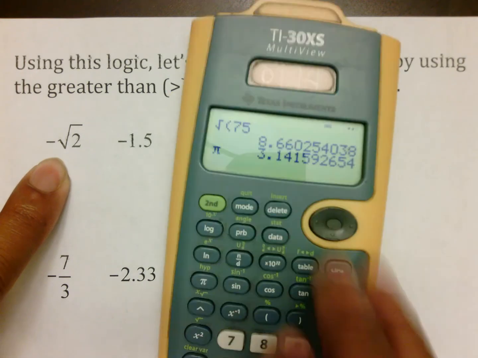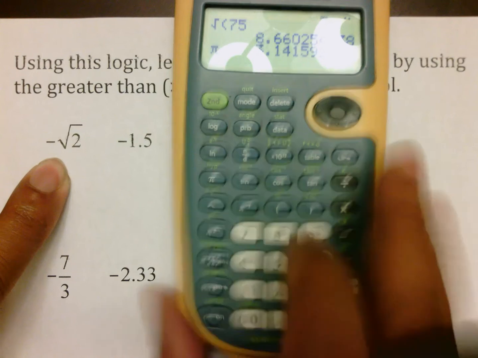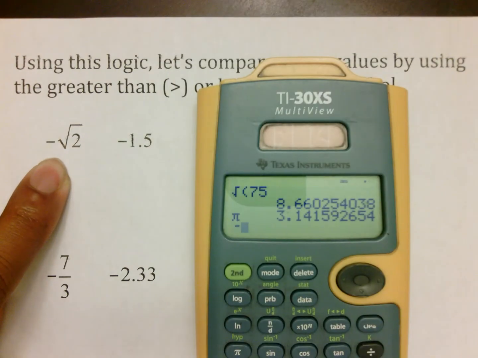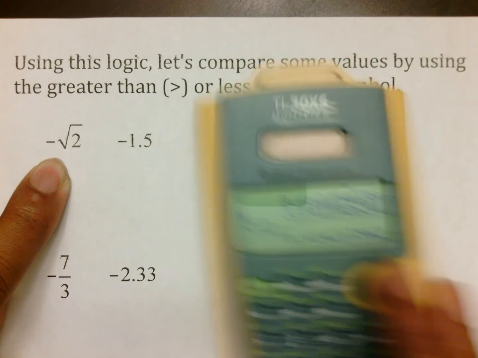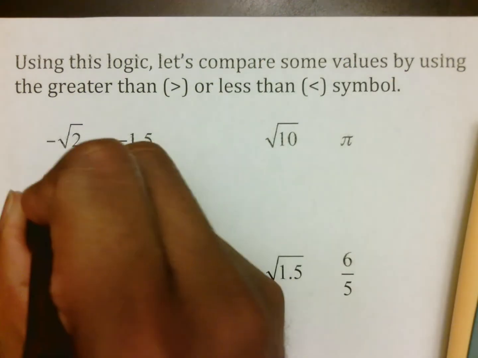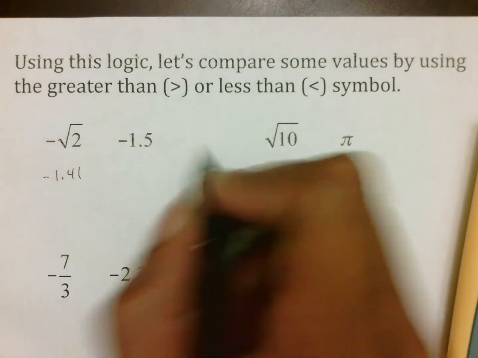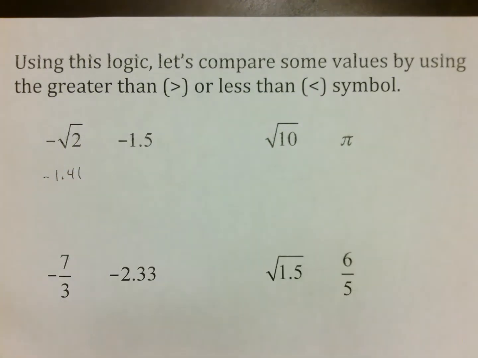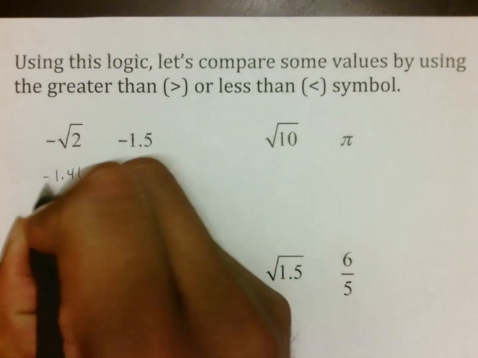So we hit the negative key, which is below the 3 on your calculator, even on yours. So negative, second, x squared for square root, 2, equals, and you should see 1.41. Make sure again you do that for yourself. So it's negative 1.41 here compared to a negative 1.5. And so again, now we compare unit for unit.